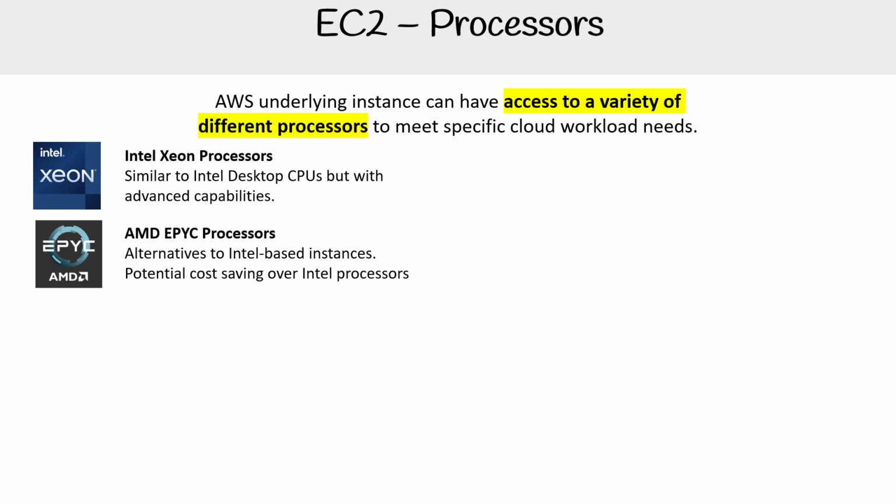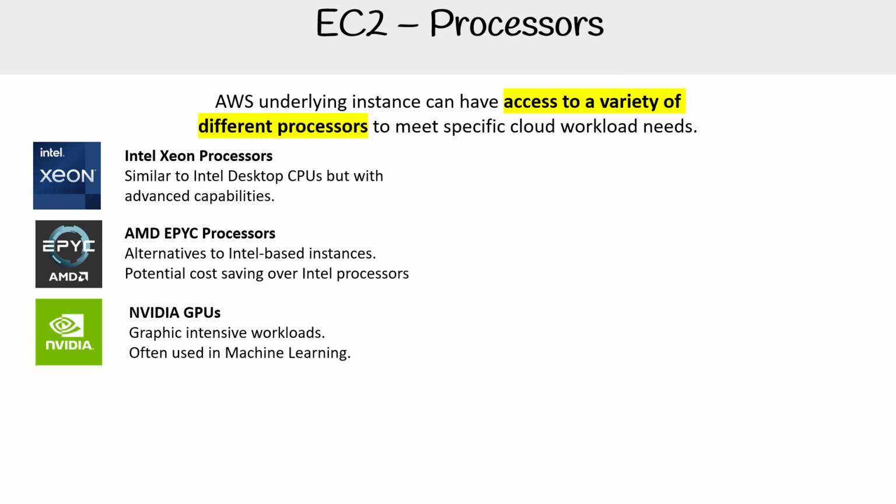Then we have AMD's EPYC. I have no idea what EPYC stands for. I just know that it's an alternative to Intel-based instances, and the idea here is that you will see instances where they will indicate that there is a processor version of, let's say, one for T4s or T3s, and they would have one for AMD. It's basically the same thing as using the Intel one, but it's going to be more cost effective because AMD's whole thing is to try to undercut Intel.